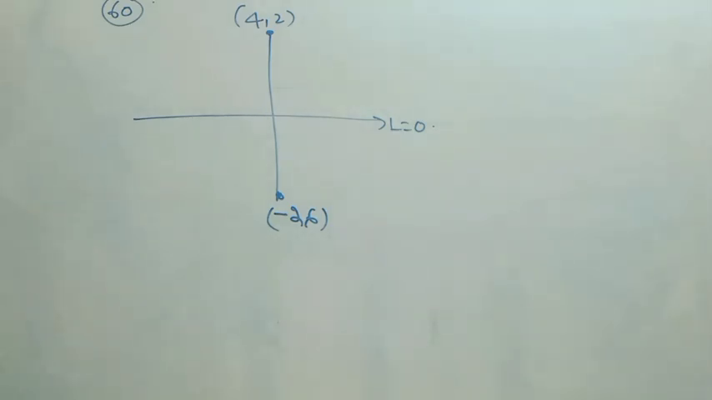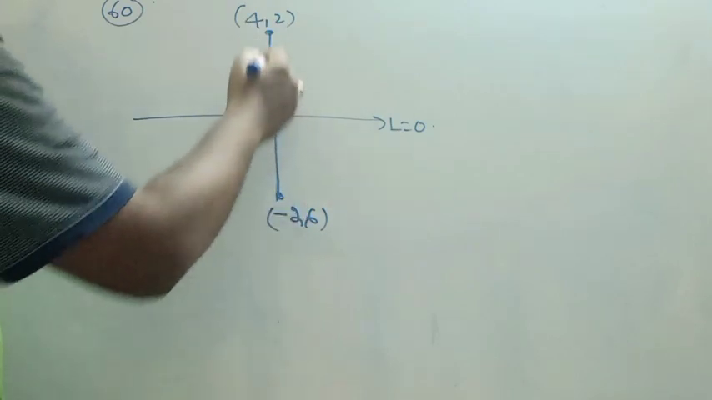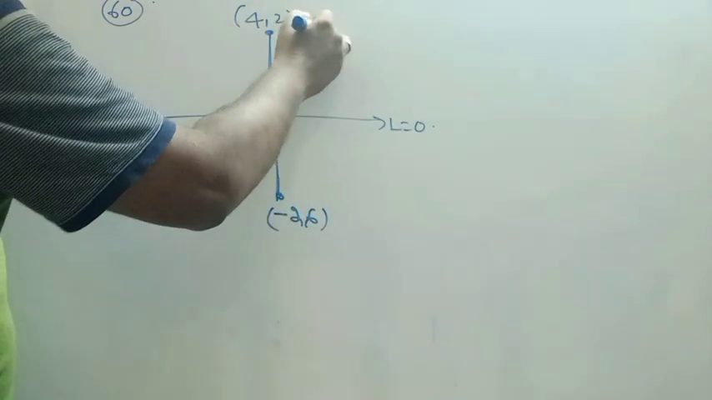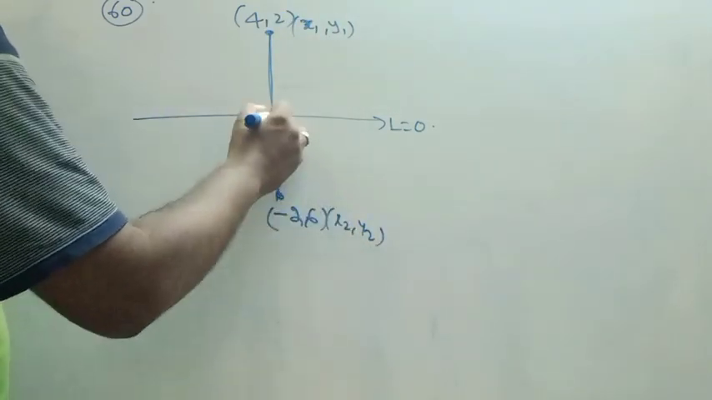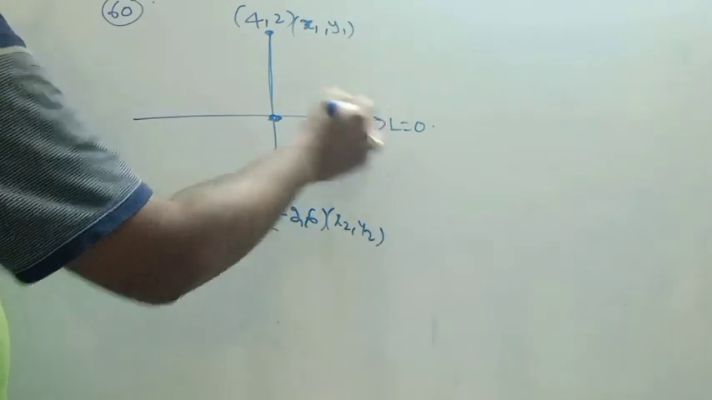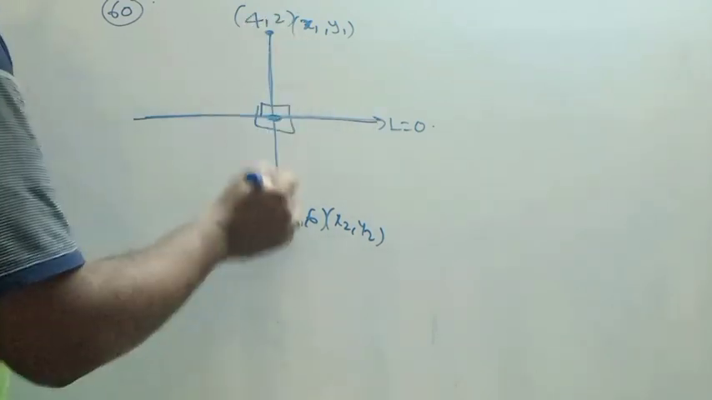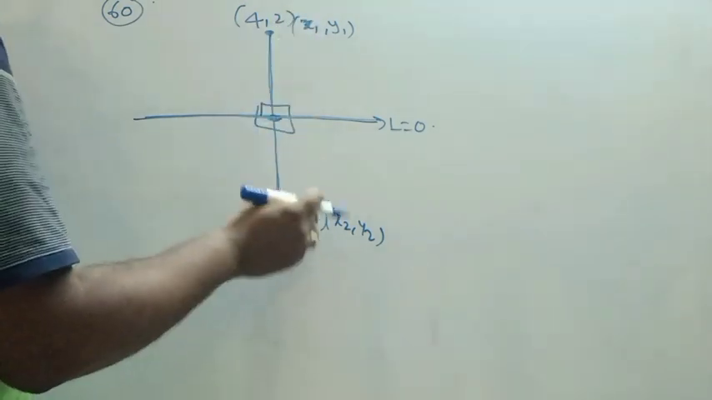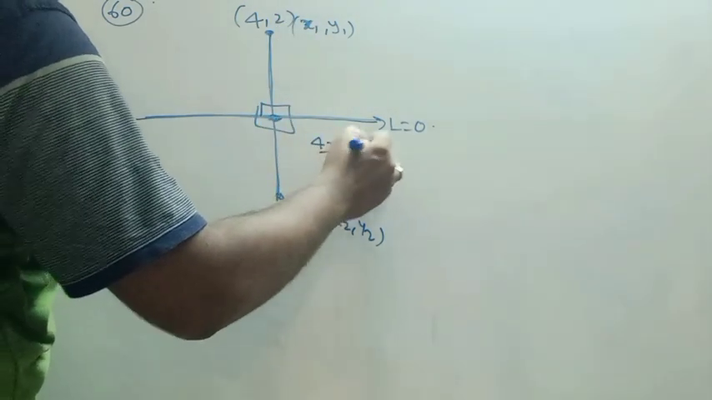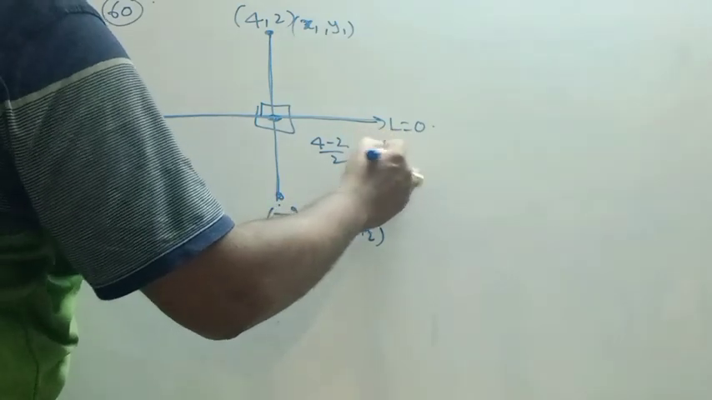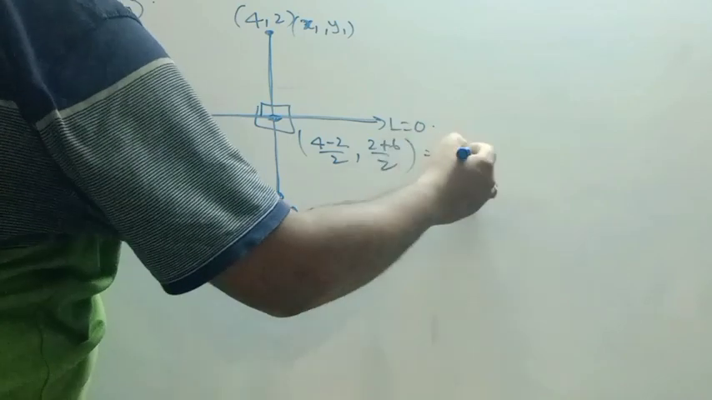Okay, my dear students, how we will do this is, let us take the midpoint. If you take this as x1, y1 and this as x2, y2, you take its midpoint, because this line is acting as the perpendicular bisector of the line segment joining them. You will get the midpoint as 4 minus 2 by 2 and 2 plus 6 by 2. This midpoint is nothing but 1, 4.